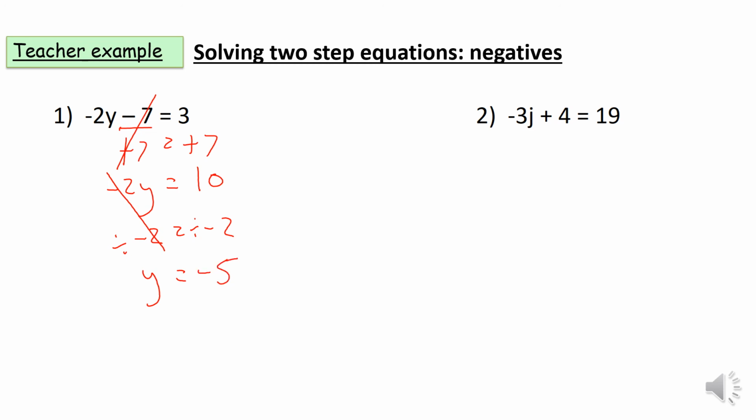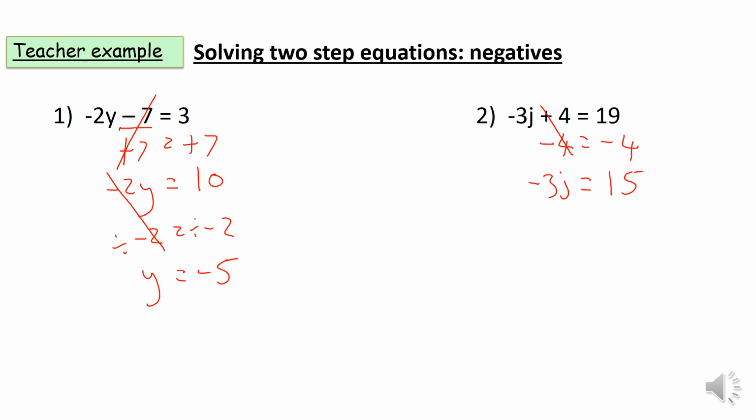On the right hand side it is exactly the same thing. So what I need to get rid of first is the positive 4 by subtracting 4 from both sides, and on the left I'm left with minus 3j. 19 subtract 4 gives me 15. Minus 3j, which means minus 3 multiplied by j.